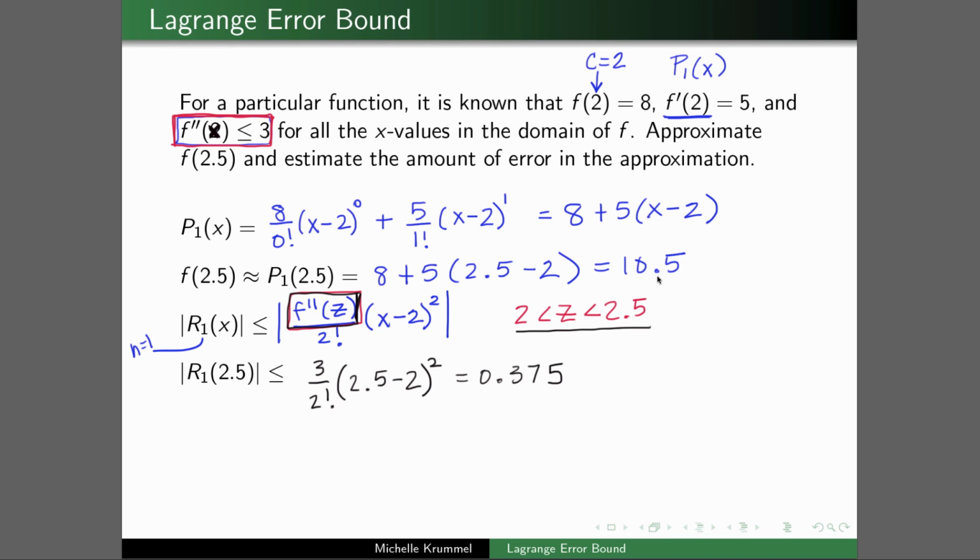Our approximation for f of 2.5 is 10.5, and the amount of error in our approximation is no more than 0.375. So we've looked at several examples where we had to use the Lagrange error bound to estimate the amount of error in approximating the value of a function using a Taylor polynomial. And the key to the Lagrange error bound is really figuring out the upper bound for your derivative on the interval between the center and the x value where you're trying to make the approximation.